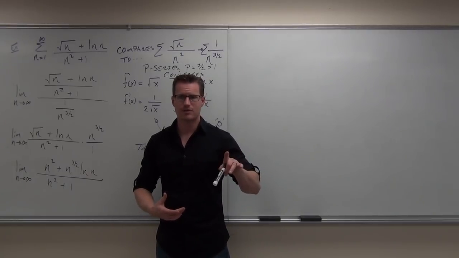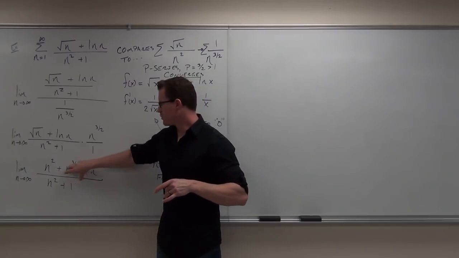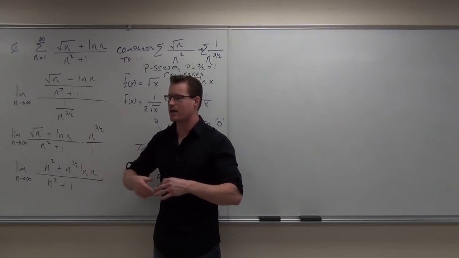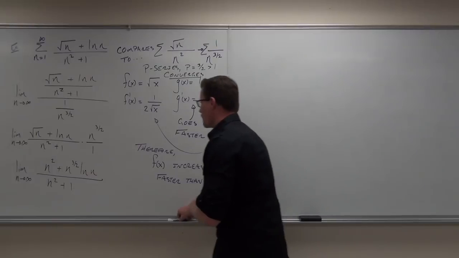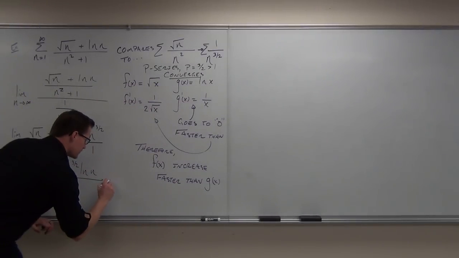Now, I'll give you a caveat to that. You can do L'Hopital's on individual portions of this because you could split up parts of your limit. We'll do that in a minute. So, what would you do? So let's divide by n squared everywhere.